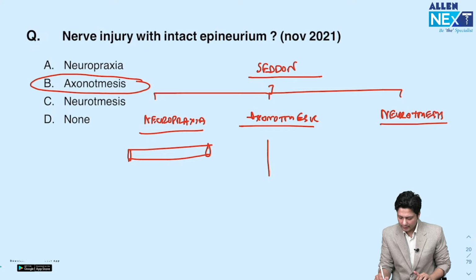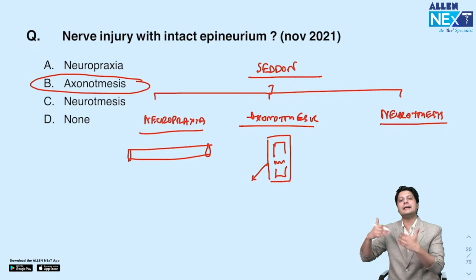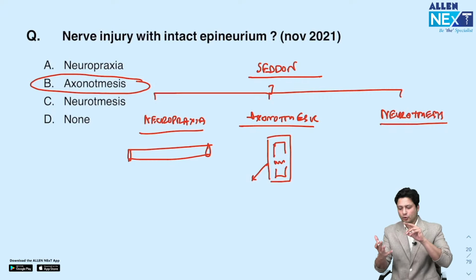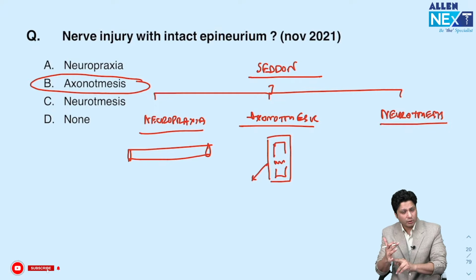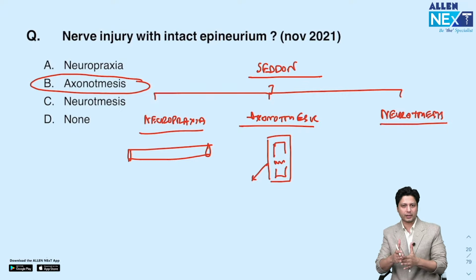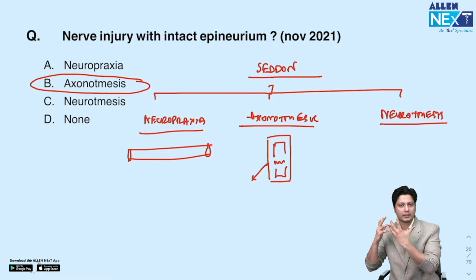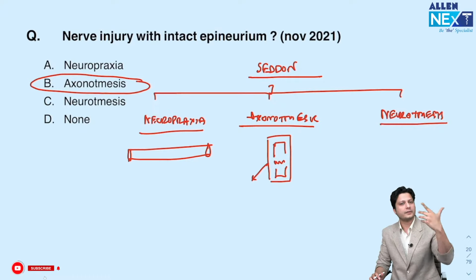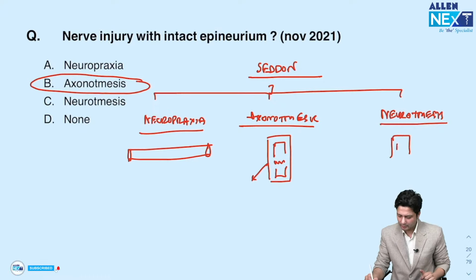Axonotmesis is that anything inside the nerve could be injured, but the outermost layer, that is epineurium, remains intact. It could be injury to the axon, it could be injury to the perineurium, it could be injury to the endoneurium, it could be injury to the fascicle, but the outermost layer of the nerve, that is the fibrous layer, the epineurium, remains intact. This is axonotmesis.